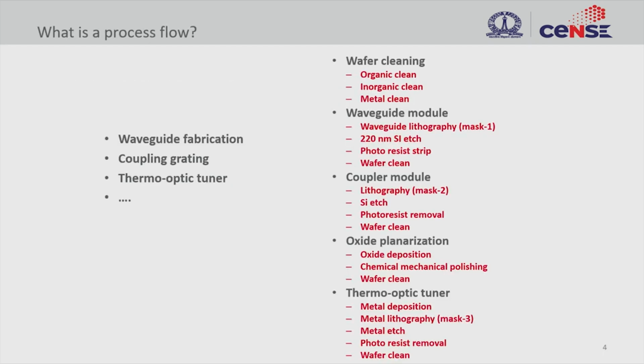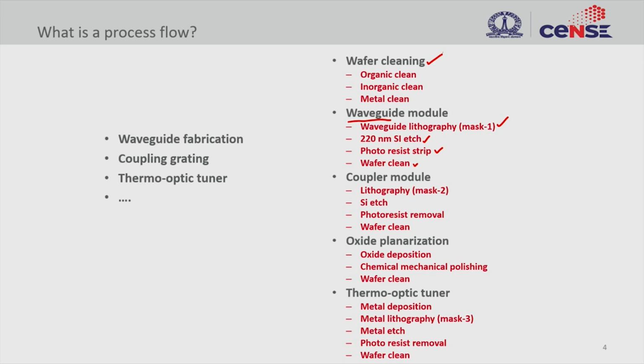Let's look at a simple modular approach of how we can do a simple process flow. I call this a wafer cleaning module. That cleaning module would include organic clean, inorganic clean, and metal clean. All this is encompassed in one cleaning module. And then the next module is a waveguide module. This is a certain type of device and I have made a module out of this. So when I say this is a waveguide module, that means there is a lithography step, etch step, and then removal of the photoresist, and then a clean step. All of this is encompassed into a module.